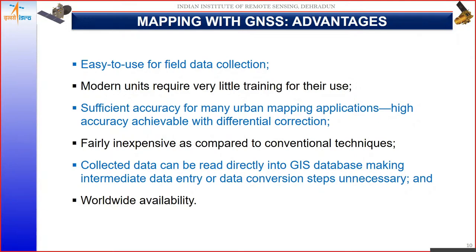So that is why mapping with GNSS has several advantages. It is easy to use for field data collection, and modern units require very little training. It has high accuracy, and if you want to improve the accuracy further, you can use a differential based mechanism or augmentation.